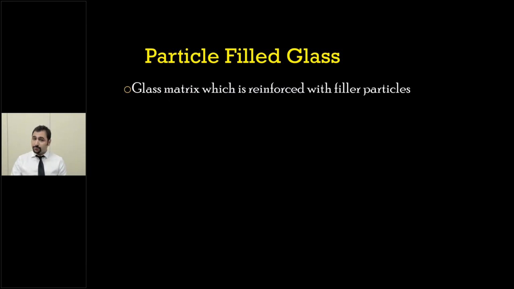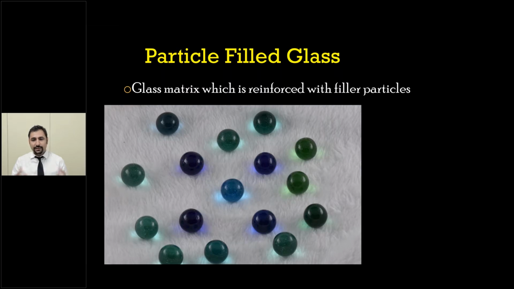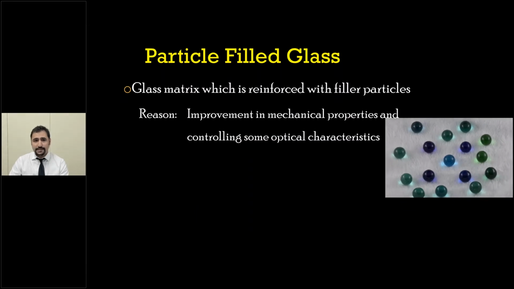The next type of ceramics are particle-filled glasses. Particle-filled glasses have a glassy matrix, like the other ones, but it's reinforced with some filler particles. Now we can see the green marbles, the glass matrix, with some patterns embedded inside them, the blue marbles, which are actually the fillers used in this glassy matrix. In this category, the reason we have the filler particles is that they wanted to improve the mechanical properties and control some of the optical properties of the ceramics. That's why they added these filler particles.